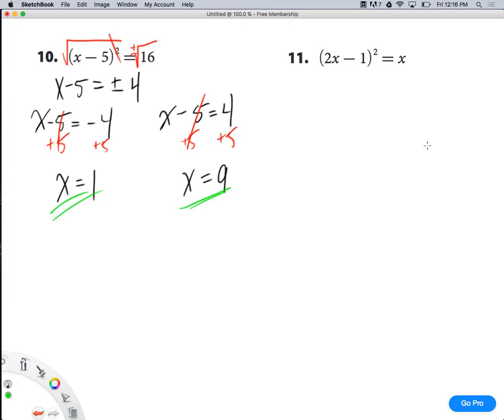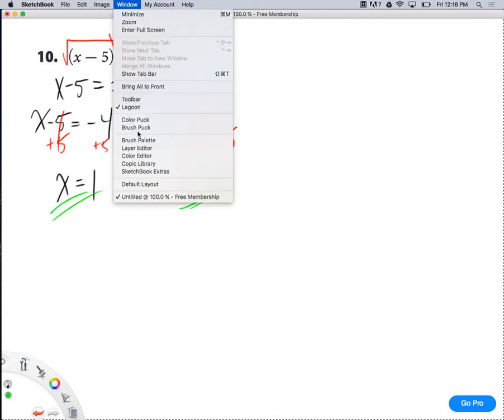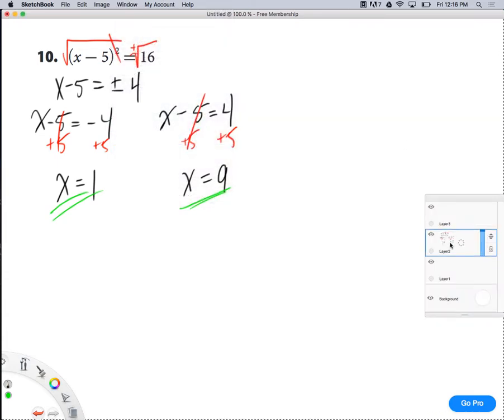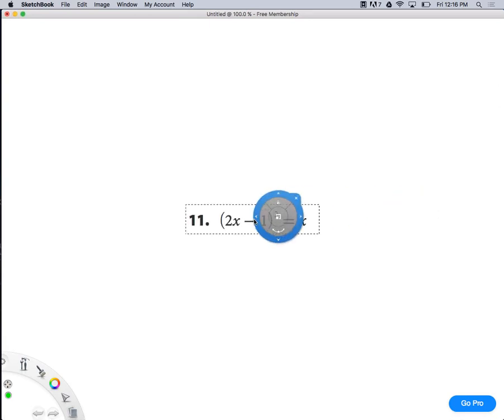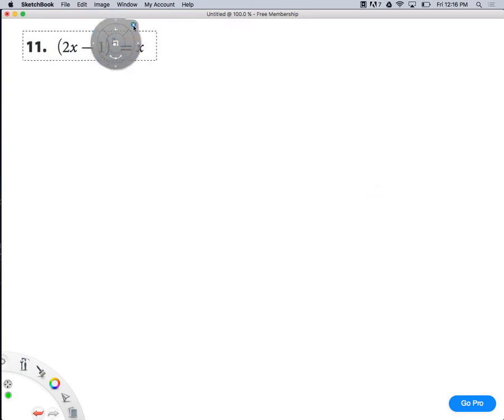So can I take the square root of both sides here? No, because then I'll end up with the square root of x, right? And I don't want to end up with the square root of x, right? So I can't do it that way. I have to do it a different way. So what would you guys suggest that I do? I think just put the exponent in. I use the exponent, I square it, right? I square 2x minus 1.